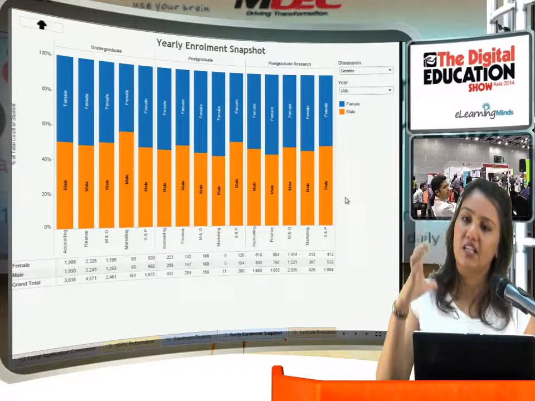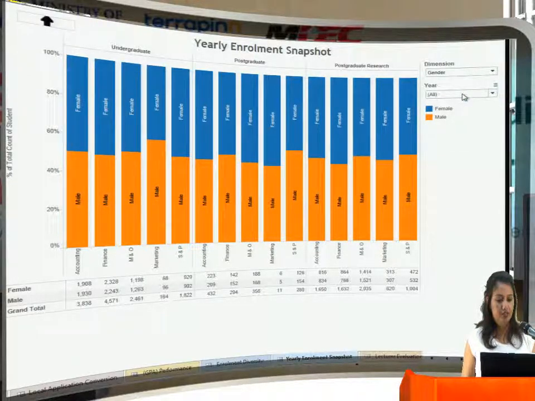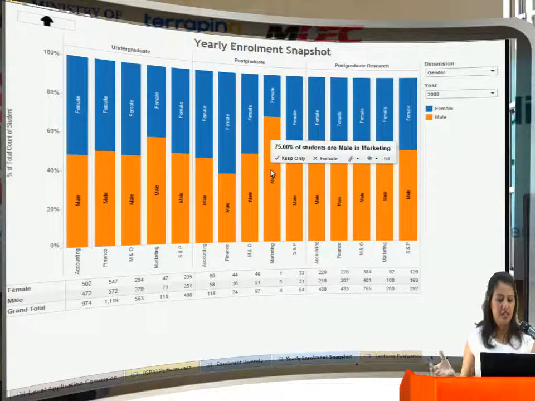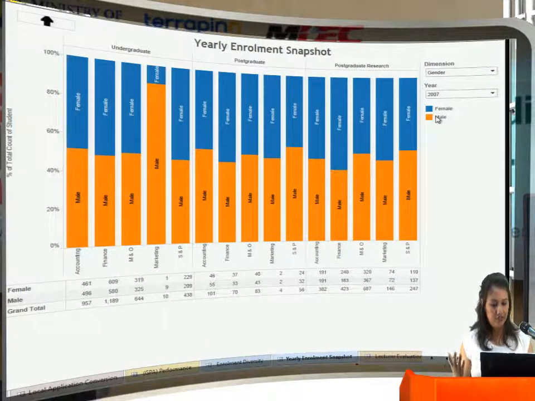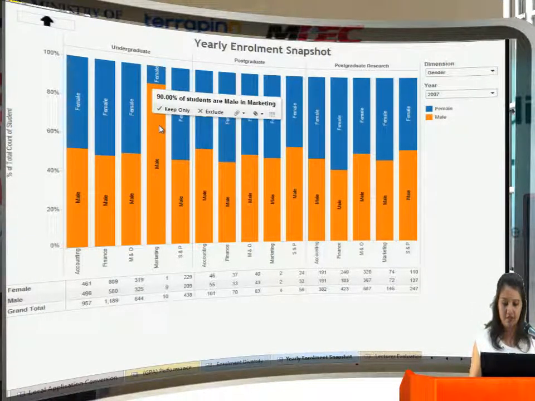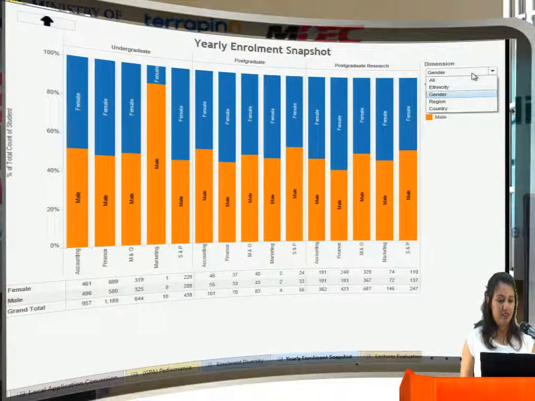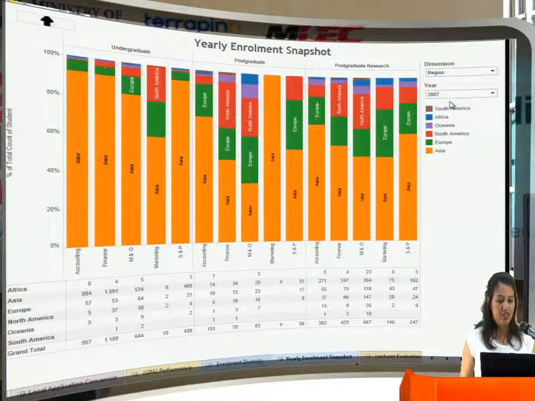The second example could be the yearly enrollment snapshot. If you want to see the percentage change, are more males coming in or are more females coming in to a particular department or particular year? So let's say in 2009, it looks like a lot of male students came in for marketing courses as compared to, let's say, another year. So we have more males in marketing here, but we have some female students in finance, etc. And you can drill down here based on ethnicity, based on regions or countries that they belong to. So who's doing better, who's not. So ask these questions.